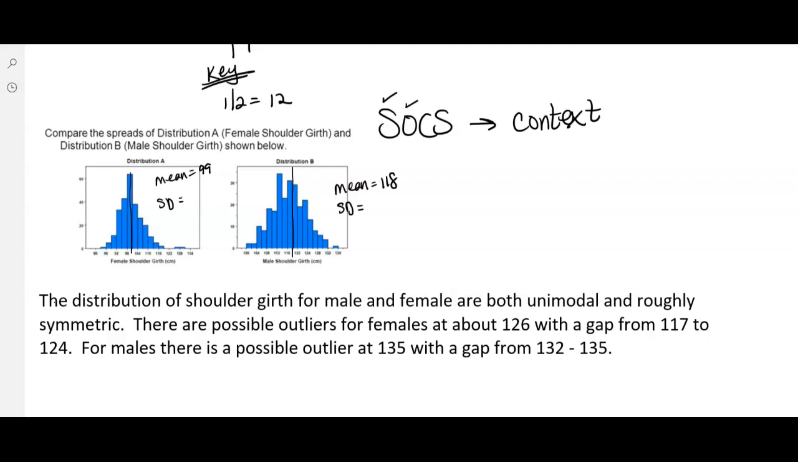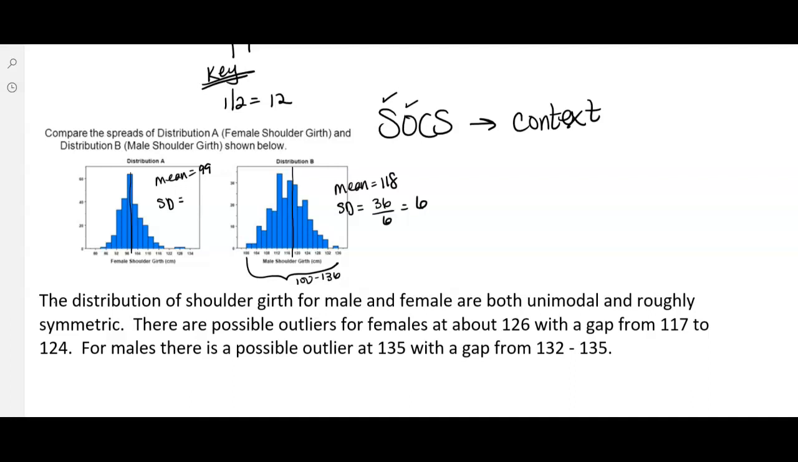Now we talked about this a little bit. Usually from the center to the right or center to the left, there's 3. What we're going to do is we're going to find the whole distance. This whole distance is from 100 to 136. So we're going to do 36 divided by 6 because there's going to be 3 to the right and 3 to the left. So my standard deviation is about 6.